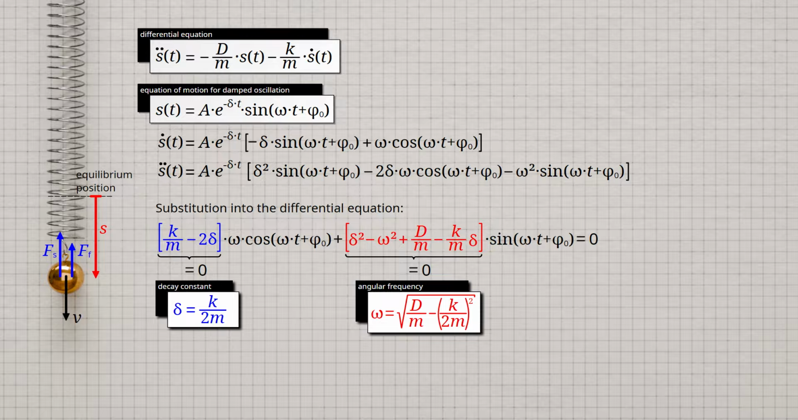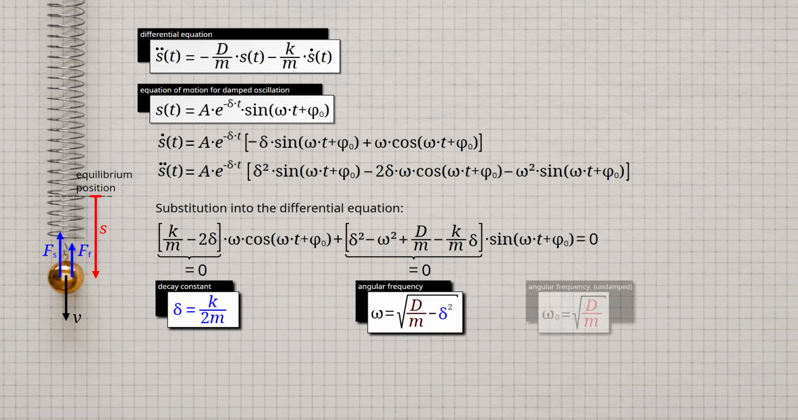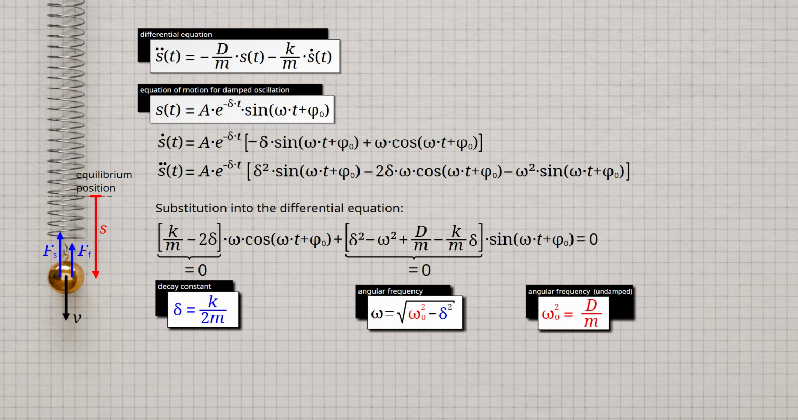This expression can be simplified further. The term marked in blue corresponds to the decay constant delta. In addition, we have seen in the video on the undamped spring oscillation that the undamped angular frequency omega 0 corresponds to the square root of d divided by m. Therefore, the quotient of the spring constant d and the mass m corresponds to the square of the undamped angular frequency omega 0. If we replace the quotient of spring constant and mass with the square of the undamped angular frequency omega 0, we obtain the stated formula for determining the angular frequency of the damped oscillation.